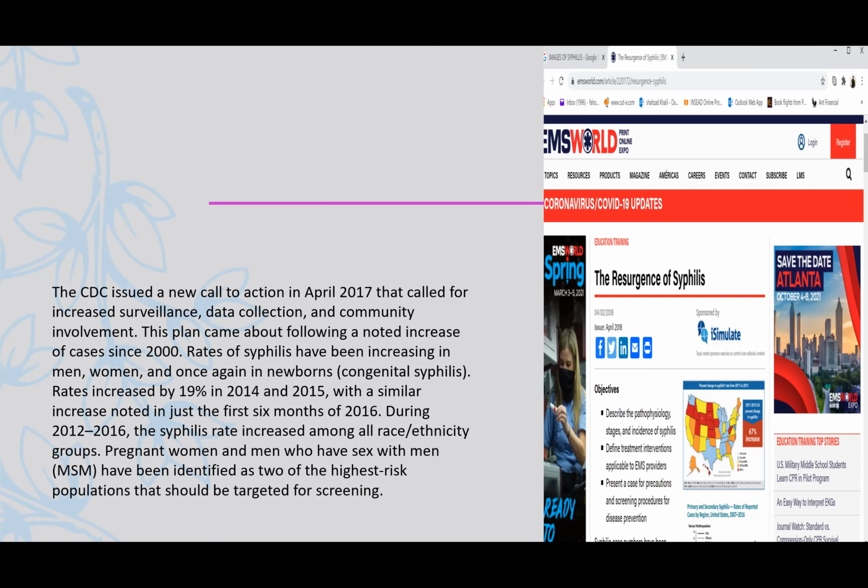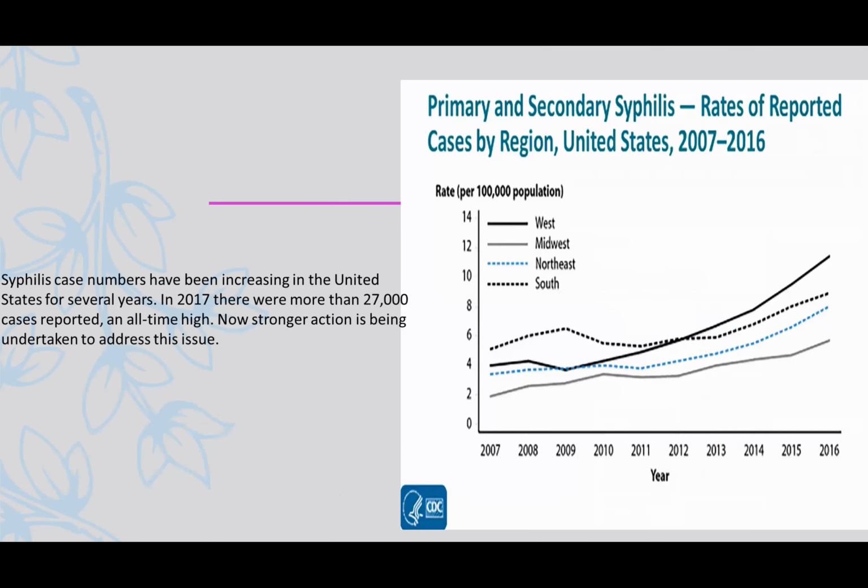Pregnant women and men who have sex with men have been identified as two of the highest risk populations that should be targeted for screening. As you can see from the trends, syphilis case numbers have been increasing in the United States for several years. In 2017, there were more than 27,000 cases reported, an all-time high. Now, stronger action is being undertaken to address this issue.